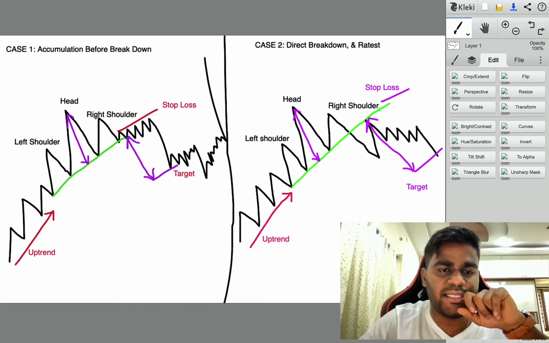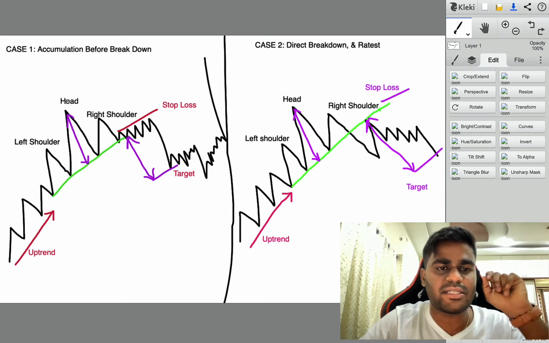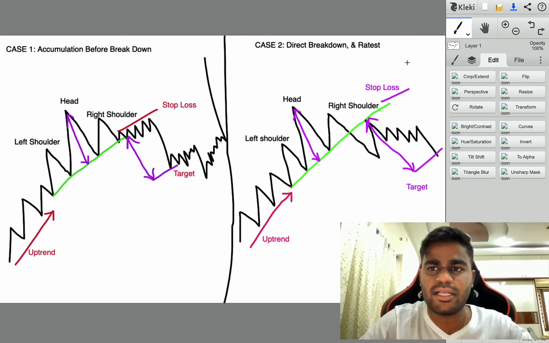But people usually take a wrong stop loss. They take the stop loss at the right shoulder, sometimes at the head. This is not intraday. Sometimes the length to the right shoulder or the head is around 20%. Who takes a 20% or 10% stop loss? So never do that. Just take this high point, which hardly goes 1% or 2%. Take this as the stop loss, and the target is wherever the neck breaks down.